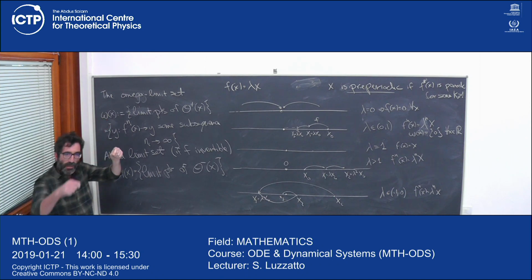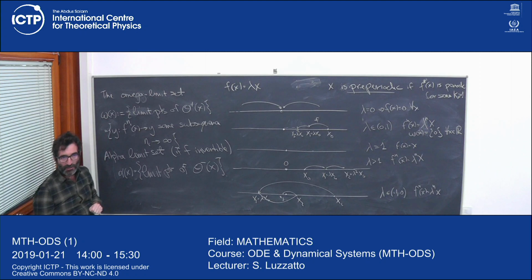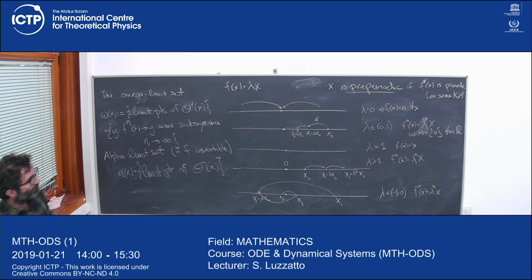Because if x is periodic, then it will visit infinitely many times each point on the periodic orbit, and so there will be a subsequence converging. You just take the ones where it falls on this point, and every point on the periodic orbit will be in the omega limit. I think there's exercises for that, okay? So I'm saying these now, but it's really important that you write it down. You write these things and you feel completely confident, because these are really the fundamental concepts that we have here.